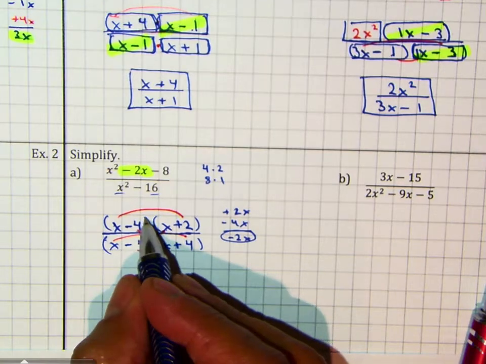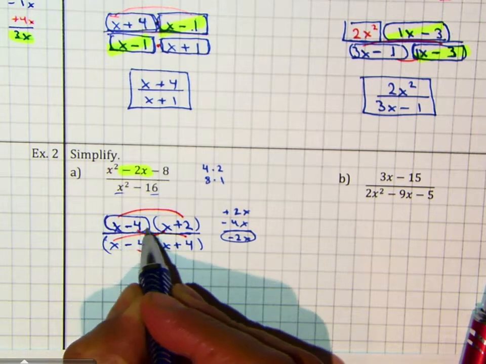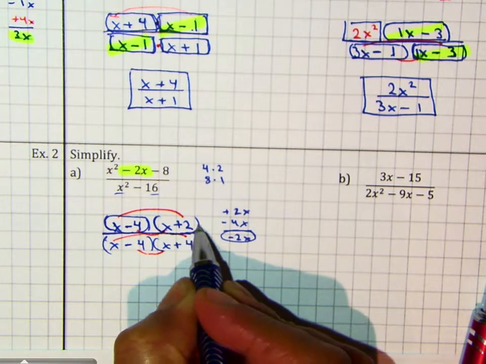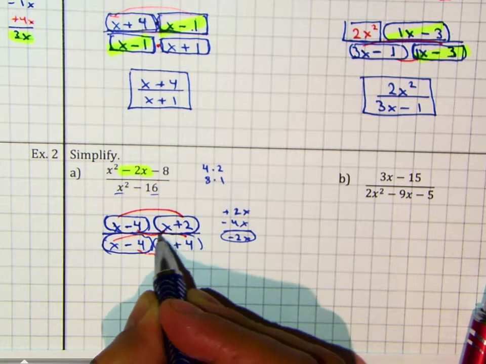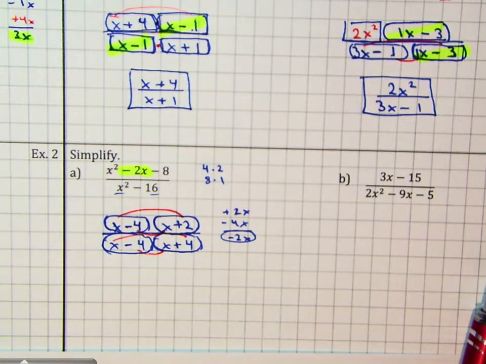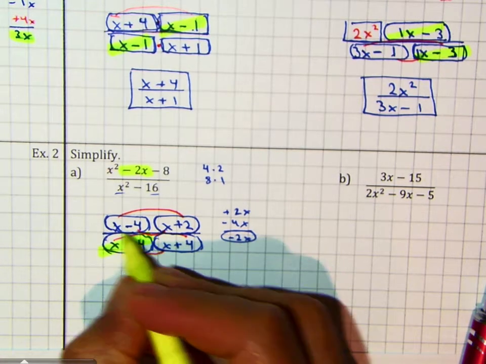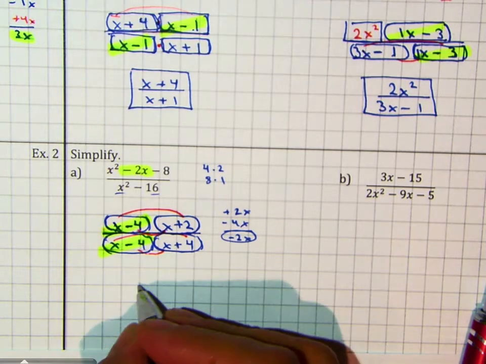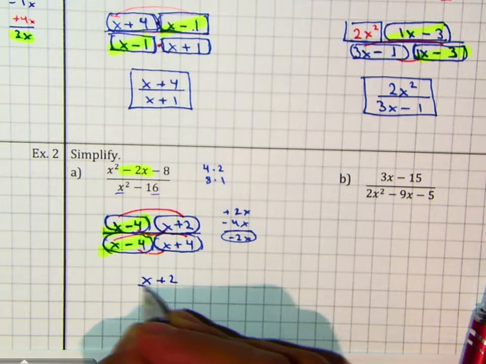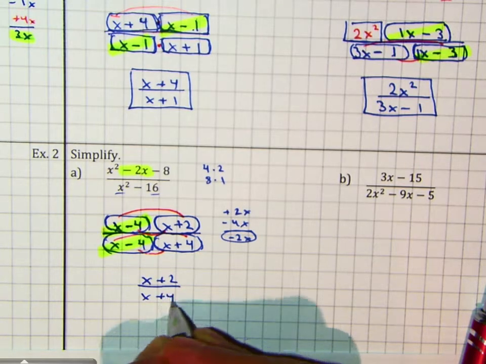And now, this is a factor, this is a factor, this is a factor, and that's a factor. So which one cancels out? The x minus 4. And what's left behind? We have x plus 2 over x plus 4.